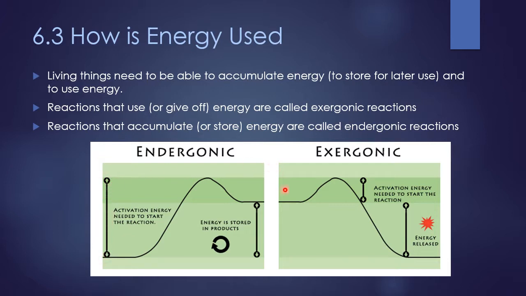In an exergonic reaction, you start out with a certain amount of energy, you put a little bit of energy in to get the reaction started, and then you drop down in energy, and this here is the amount of energy released from the reaction. So in an exergonic reaction, there's a lot of energy released. In an endergonic reaction, there's energy taken in and then stored for later use.